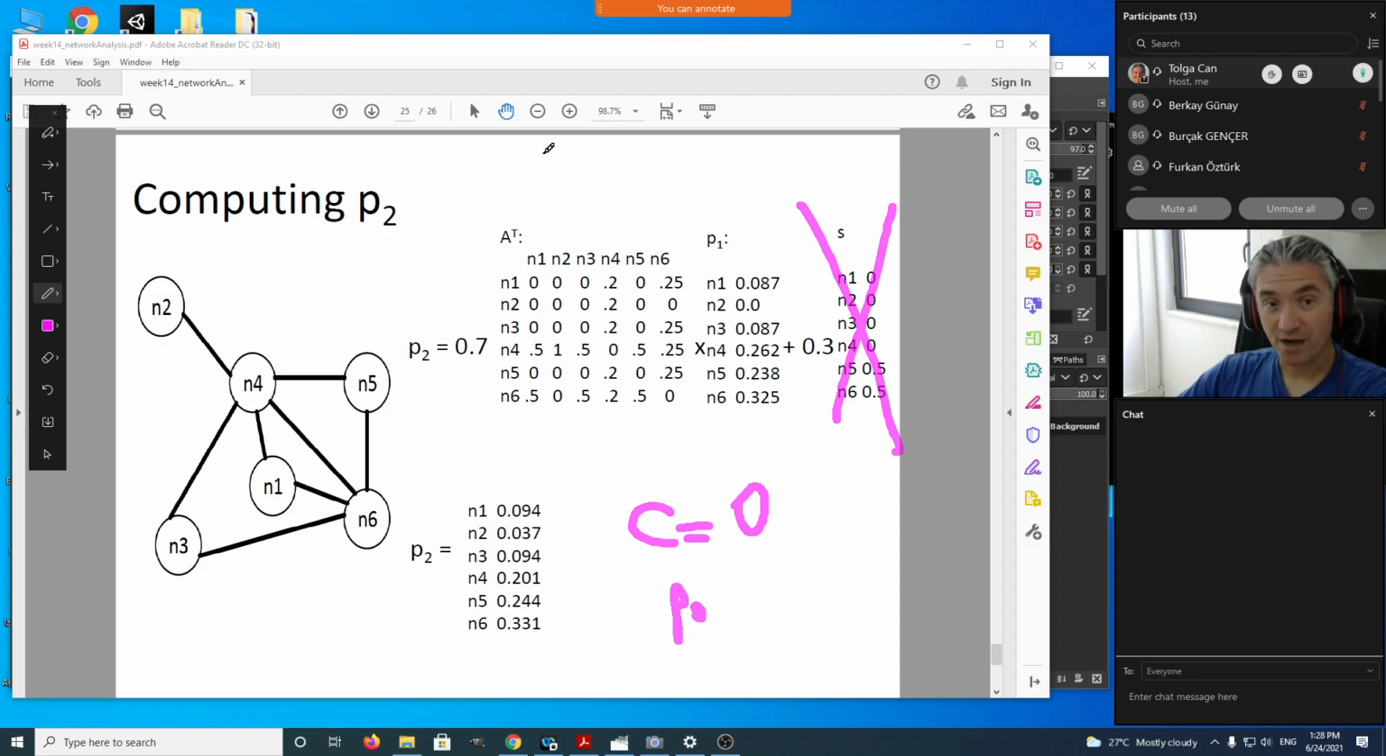Random walk without restarts is the application of this algorithm in which C, that jumping teleportation probability, is set to 0. In that case, this part is going to be 1.0. It becomes your regular Markov chain. All right, so this concludes my discussion on random walks on graphs. Okay, so I will be happy to answer any questions if you have any.